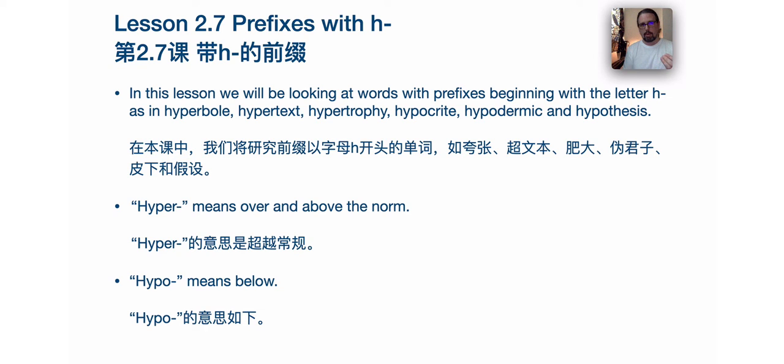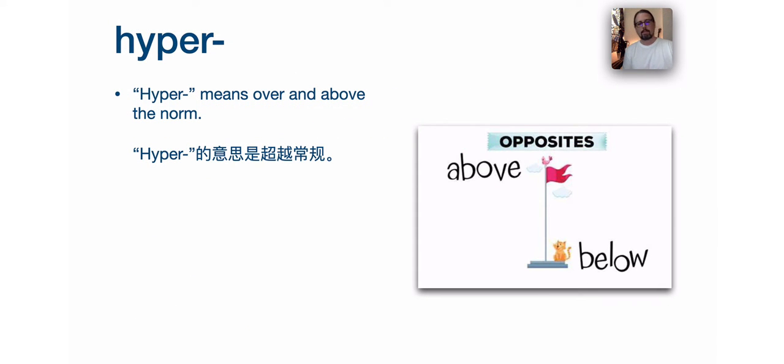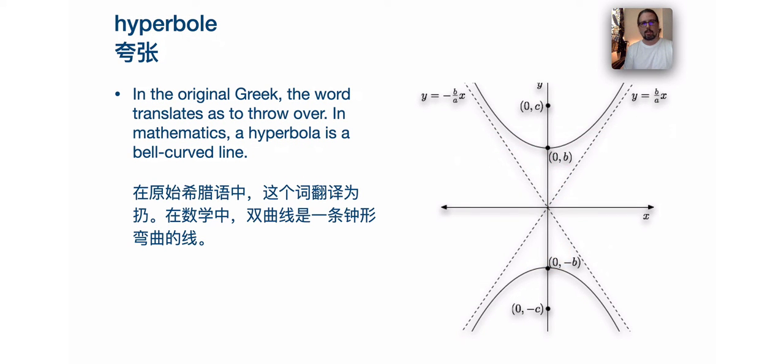Anyway, so hyper means over and above, a little bit like super, and hypo means below, a little bit like sub. Okay, so the first example here is the word hyperbole. We see a graph, and in mathematics, the word hyperbola describes this type of line movement where it makes the shape of a bell curve.